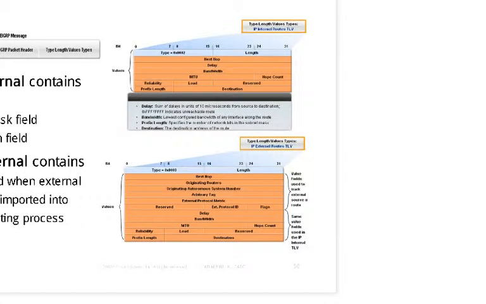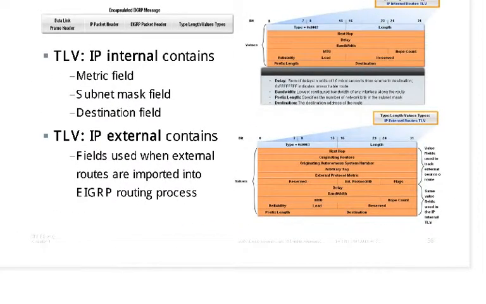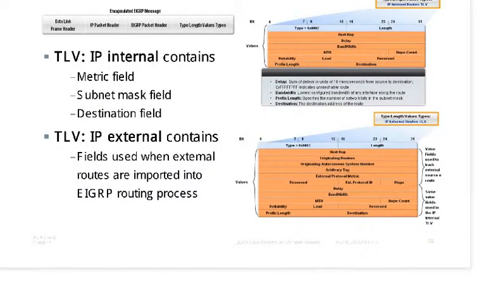Okay, so these are the fields you communicate as part of the IP internal parameters. The most important thing is that in addition to the metric fields, which we have to communicate, such as bandwidth, delay, reliability, load, and so on, we also need to communicate the subnet mask field in the form of prefix length. And of course, we need to know the destination.